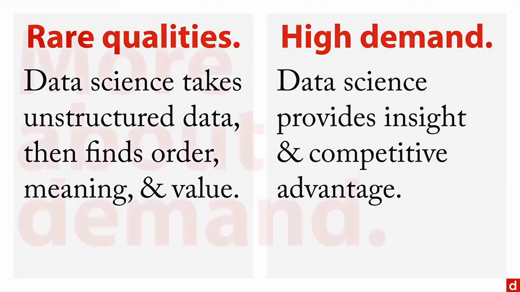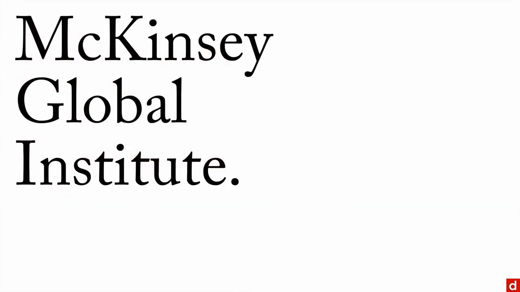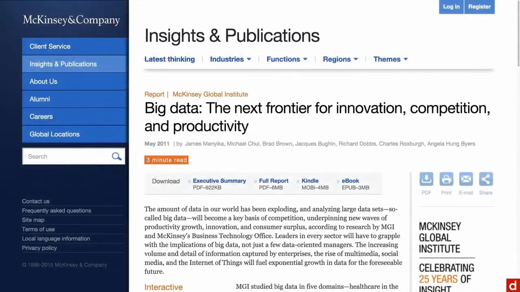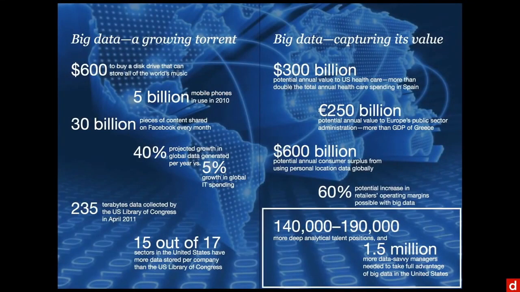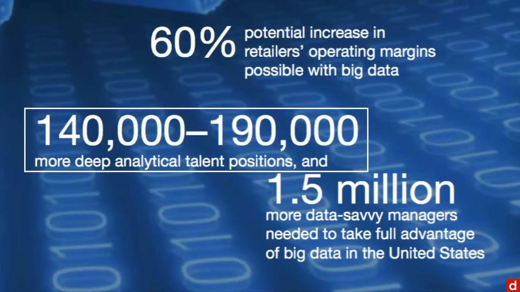Now, let me go back and say a little more about demand. Let's take a look at a few other sources. So for instance, the McKinsey Global Institute published a very well-known paper, and you can get at it with this URL. And if you go to that webpage, this is what's going to come up. And we're going to take a quick look at this one, the executive summary. It's a PDF that you can download. And if you open that up, you'll find this page. And let's take a look at the bottom right corner. Two numbers here. I'm going to zoom in on those. The first one is they are projecting a need in the next few years for somewhere between 140 and 190,000 deep analytical talent positions.